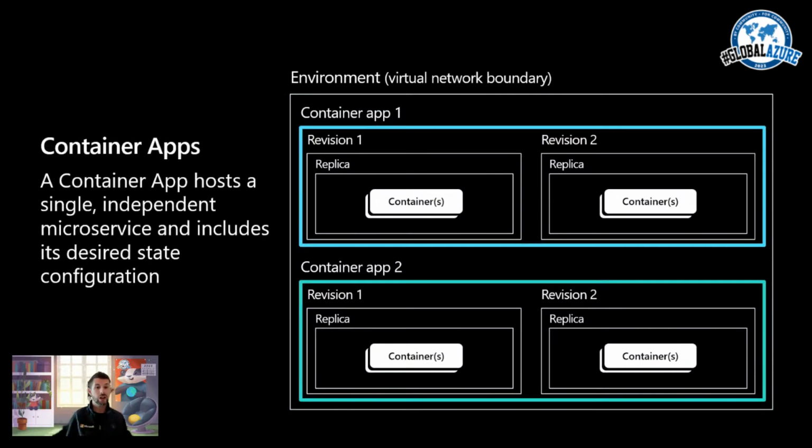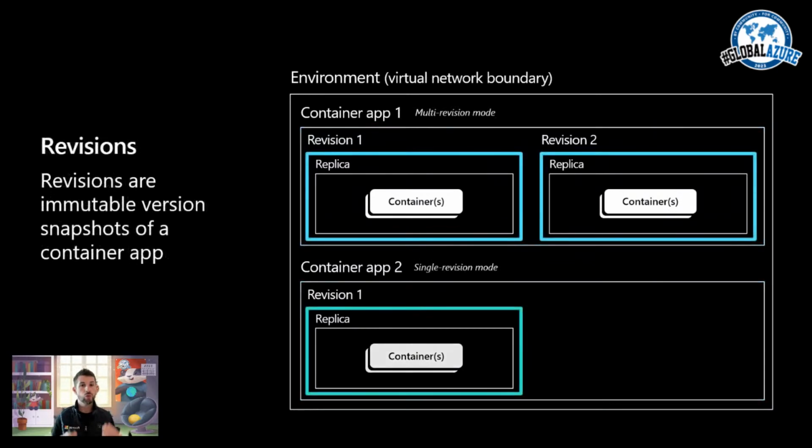Then you have your container apps. It's basically one independent microservice, and you can have multiple container apps in one environment. And within one container app, you can have one or multiple revisions. So a revision is basically a version of your application. It's an immutable version, actually, of your container application. And you can have multiple replicas and then decide where traffic will go, like 50-50, 80-20 percentage distribution. Or you can have a single revision where 100% of the traffic goes to one single revision.